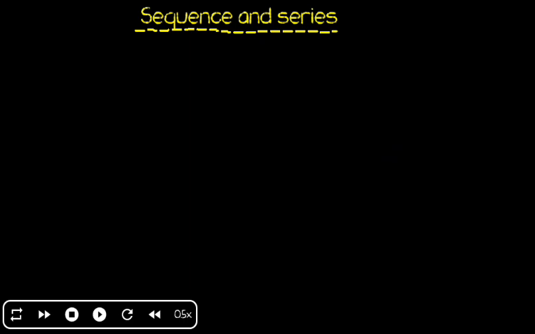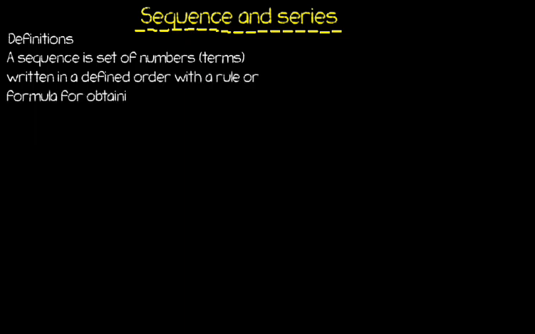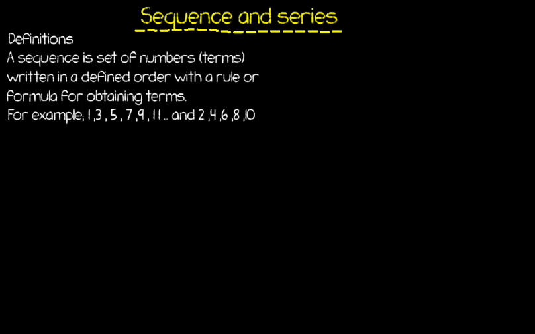So now let's start. A sequence is a set of numbers or terms written in a definite order with a rule or a formula for obtaining the terms. Let's give an example for you to understand. Let's say 1, 3, 5, 7, 9, 11 and also 2, 4, 6, 8, 10.